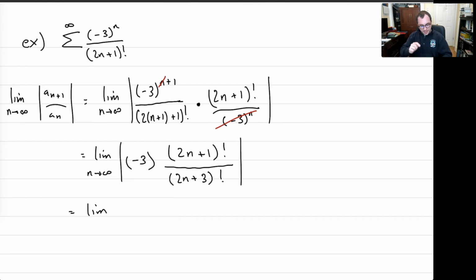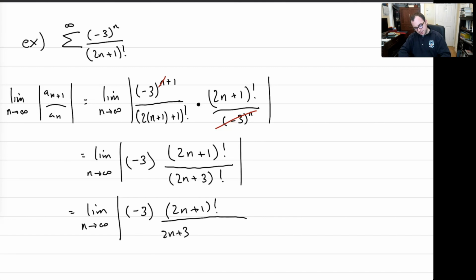I'm going to expand (2n+3) factorial a little bit so that I can cancel some things out and get an expression that I can evaluate the limit of. On top, I'll have (2n+1) factorial. And on the bottom, I'll have 2n+3, that's the first term. And then I go down to the next integer, 2n+2. I go down to the next integer, (2n+1) factorial. So I'm not going to peel the first one off like I did last time. I'm actually peeling the first two terms off and leaving the rest. Then that's going to cancel.